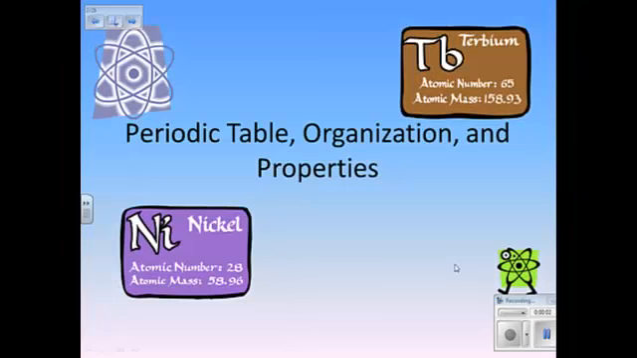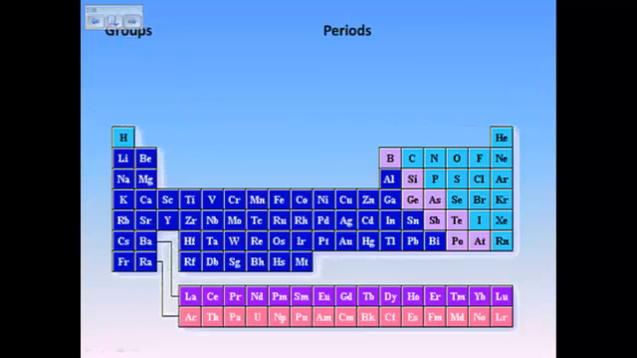Today is going to be about how the periodic table is organized and the properties within the periodic table itself. If you take a look at your periodic table, you should already have a feeling that it's classified into groups and periods. The difference between the two is that groups are vertical and periods are horizontal.